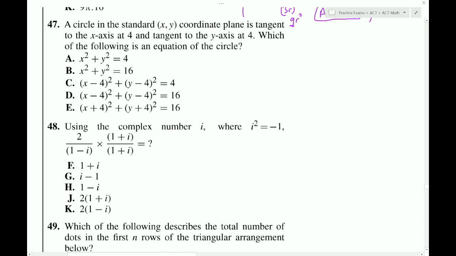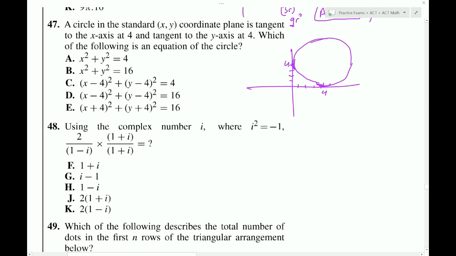Right, a circle in the standard xy coordinate plane is tangent to the x-axis at 4. So here's your x-axis at 4. Tangent means it just barely touches, right? And it's also tangent to the y-axis at 4. So the circle probably looks something like that, right? Roughly. Which of the following is an equation of the circle?